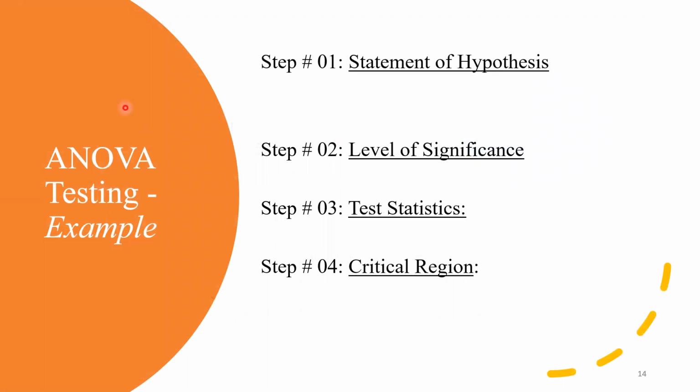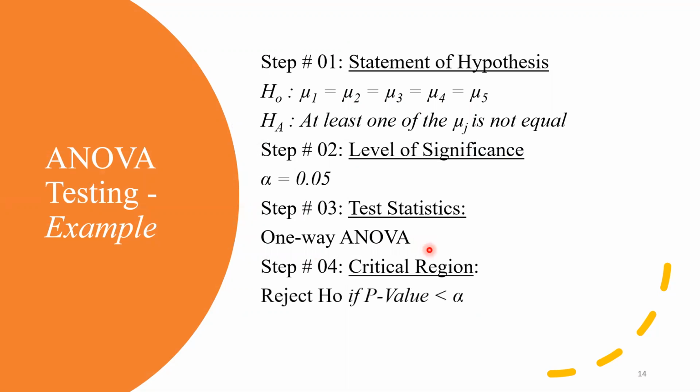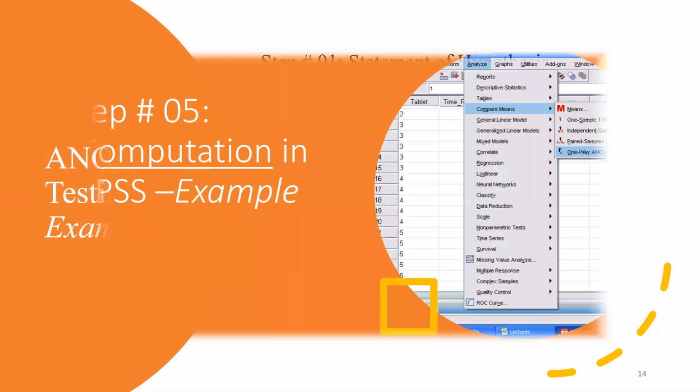Now we'll proceed to our main example, which is about the 5 tablets, and we will start with the hypothesis that the 5 brands have the same mean time relief, and the alternate hypothesis that at least one of the means is not equal. Alpha was defined by the researcher, and we took alpha equal to 0.05. Since our time relief follows a normal distribution and we have to compare the means of the 5 groups, we are going to apply one-way ANOVA, and we will reject the null hypothesis if the p-value is less than alpha.